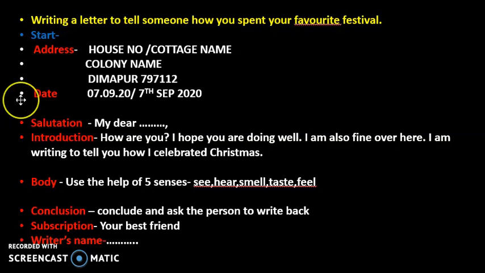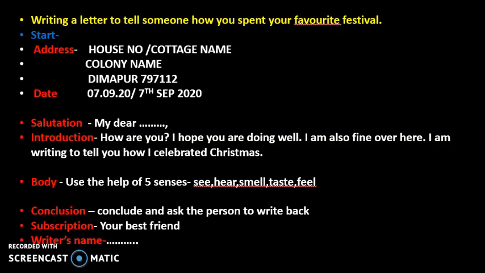So the first thing you need to do is, if you look at your workbook, you will find that you have a number of short lines, okay? So the first 4 lines are for your address. The first 4 lines are for your address. You can also use it in the first 3 lines.